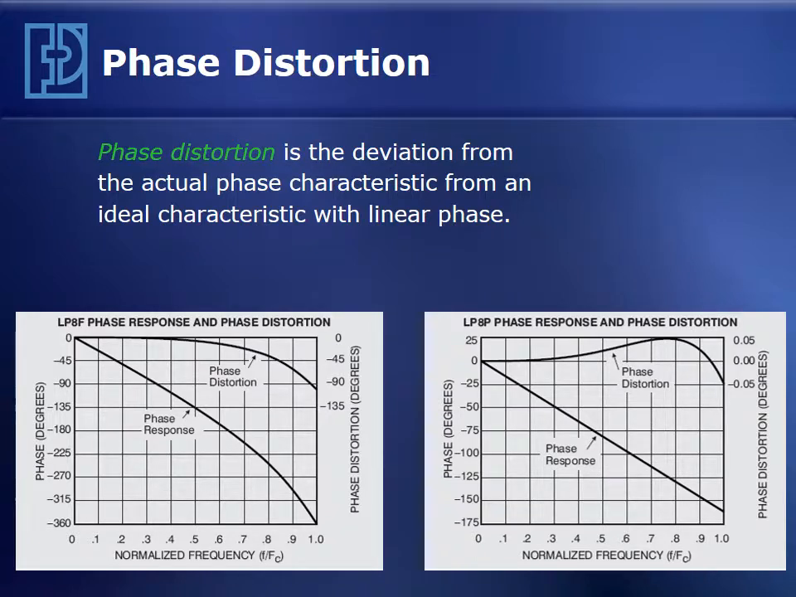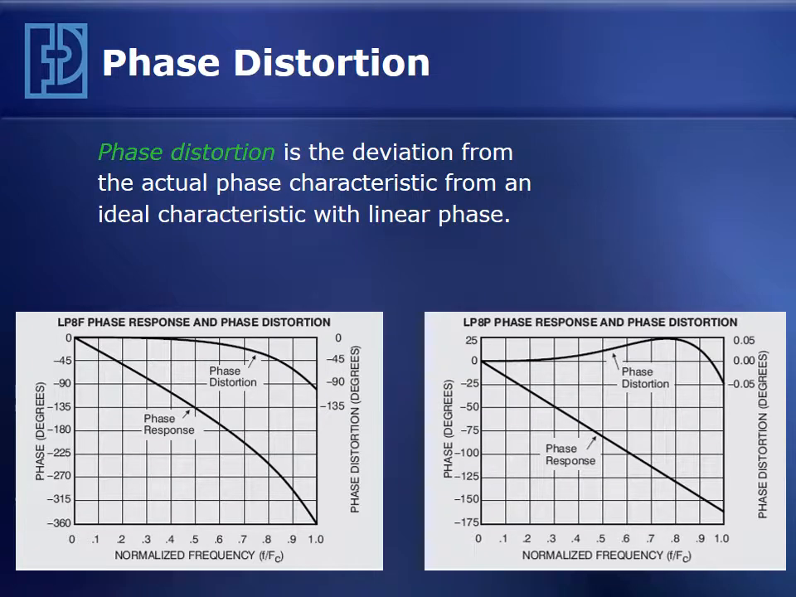A term we refer to as phase distortion is a deviation of the actual phase versus frequency curve when compared to an ideal characteristic for linear phase. And here we have two plots. The one on the left is the phase distortion of the elliptic flat mode filter.